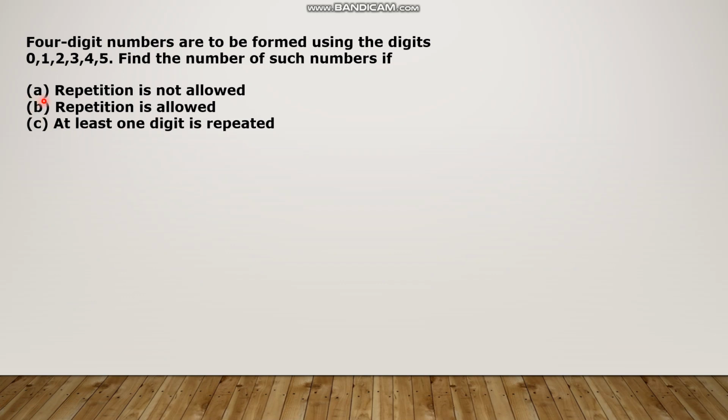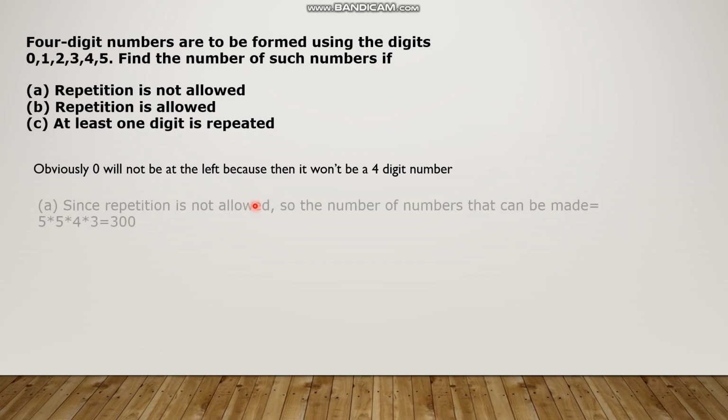In the first case, repetition is not allowed. Second case, repetition is allowed. And in the third case, at least one digit is repeated. Now, as we know, 0 will not be at the left, because if we have 0 at the left, we won't get a 4-digit number. 0 in the left is not counted. So if you have 0 in the initial position, it will become a 3-digit number. So we cannot take 0 at the left place.